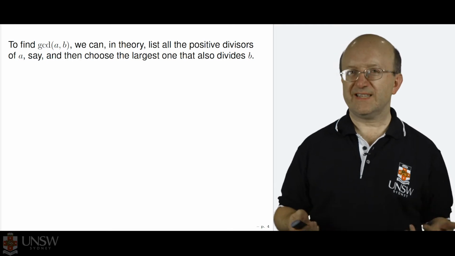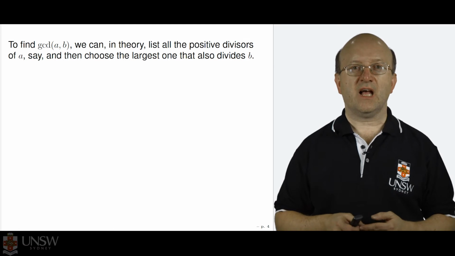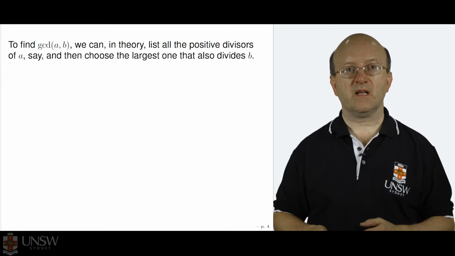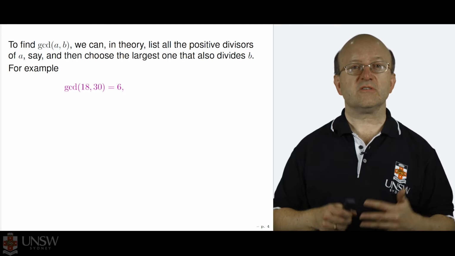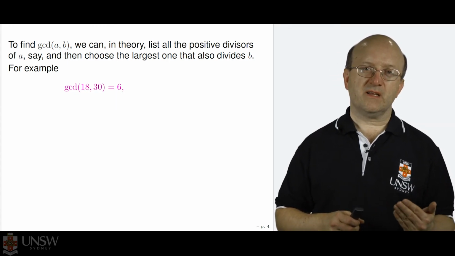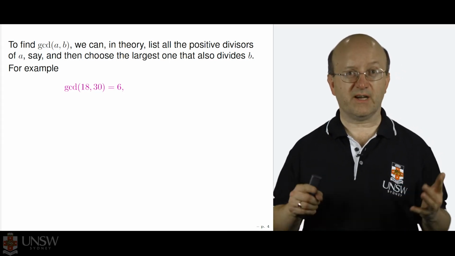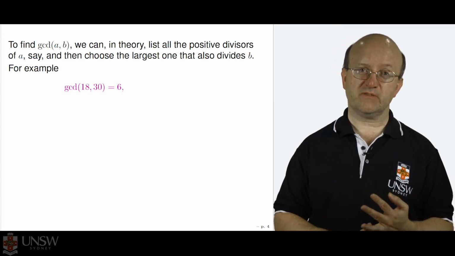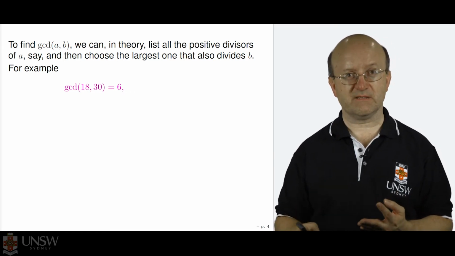Well, we could, in theory, list all the positive divisors of one of the integers, a, say, list them all out and just check them all off to see which one divides into b. And here's an example where we can do that. I'm going to do two examples. Let's look at the GCD of 18 and 30, which I claim is 6. Taking 18 as the smaller of the two integers and working out what its divisors are, well, 1 obviously, which again divides 30. 2 is a divisor of 18, that also divides 30. 3 is a divisor of 18, that divides 30.